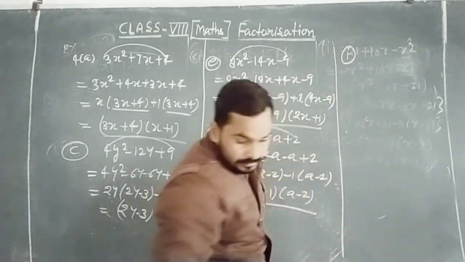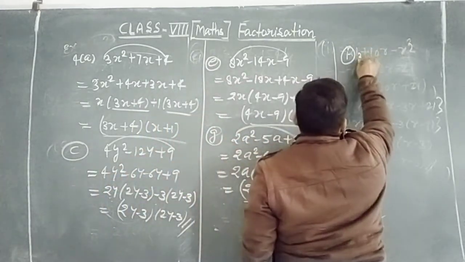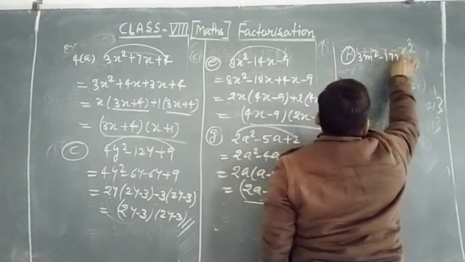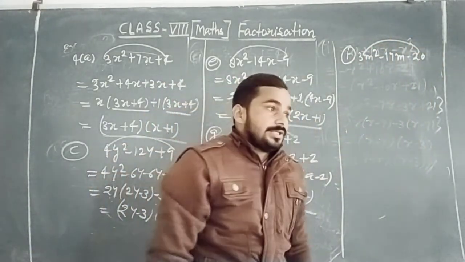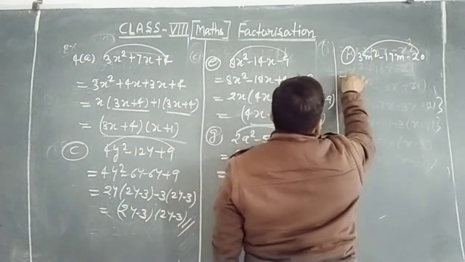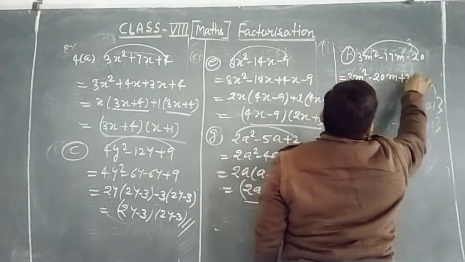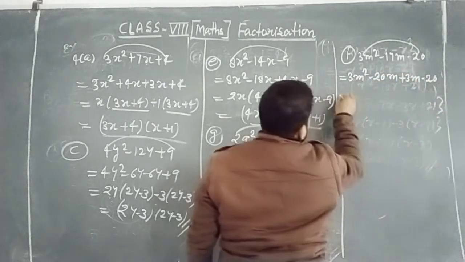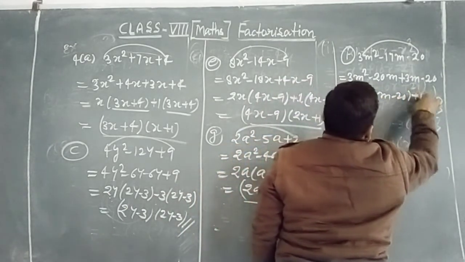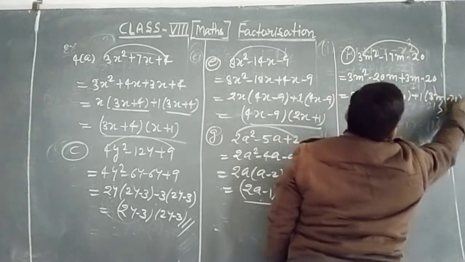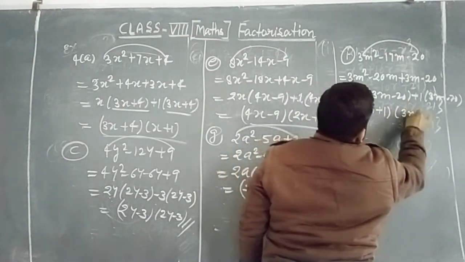Then take the I part, 3m square minus 17m minus 20. 3 times 20 is 60. 20 minus 3, 17. So 3m square minus 20m plus 3m minus 20. Taking common m, so 3m minus 20. Taking common 1, 3m minus 20. So factors are m plus 1 and 3m minus 20.